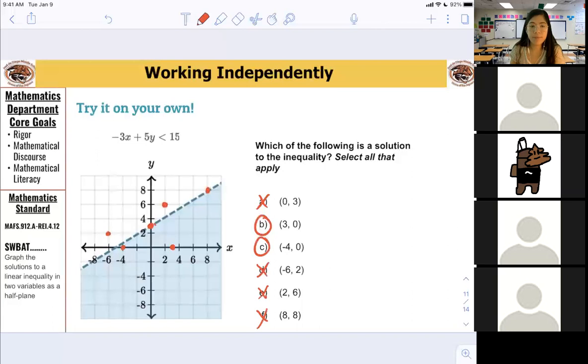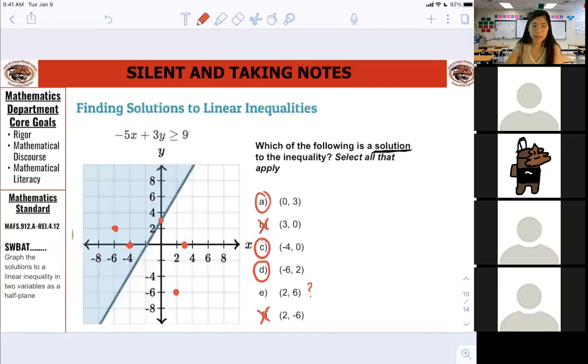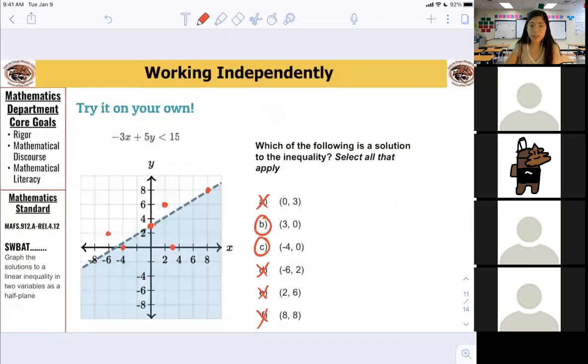So that's the moral of the story, okay? If you have a solid line, any point on that line is part of the solution. But if you have a dashed line, any point on that line is out. It's not part of the solution. So here, only B and C were the ones that were in. Do I have any questions on that? In versus out?